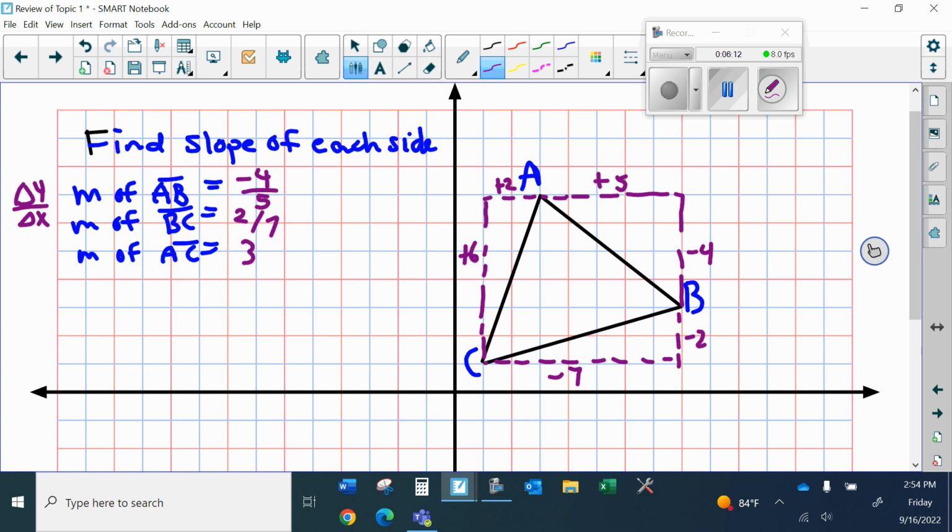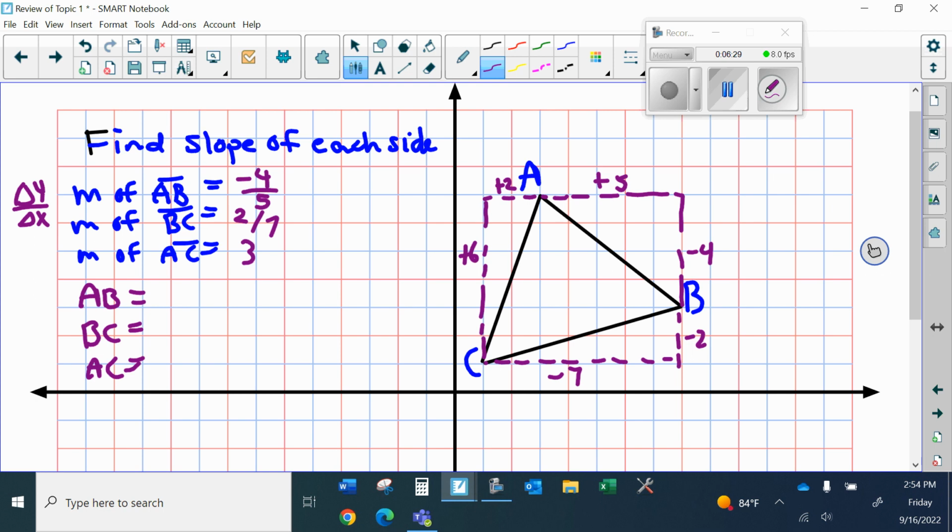So it's going to ask you for the slope of each side, then it's going to ask you for the length of each side. So now we have length of AB, length of BC, and length of AC. We already have our right triangles drawn. Every time we have an oblique segment, we draw a right triangle, which is already drawn for us here. And we're going to use the Pythagorean theorem.